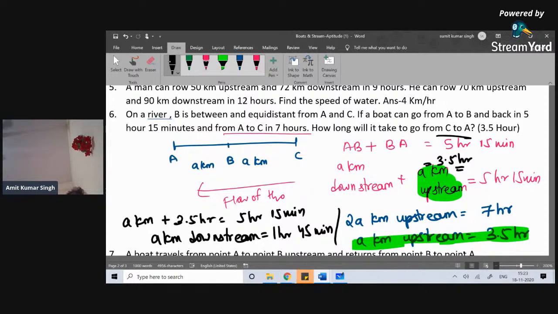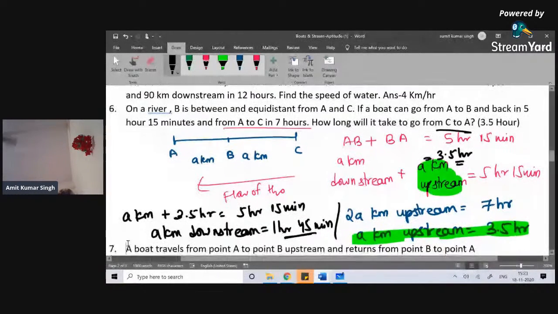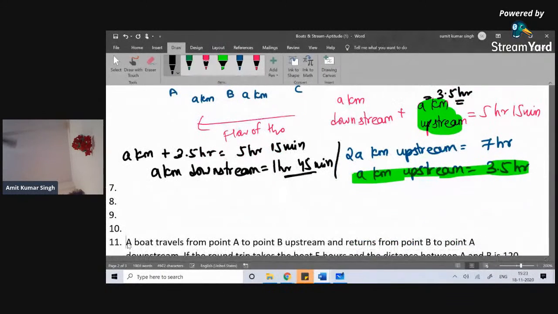Okay, so how long will it take to go from C to A downstream? C to A is downstream. So double of 1 hour 45 minutes means 3.5 hours. They're asking for 2a kilometers downstream. Here, a kilometer downstream is 1 hour 45 minutes, so 2a kilometers downstream will be 3.5 hours, that is 3 hours 30 minutes.